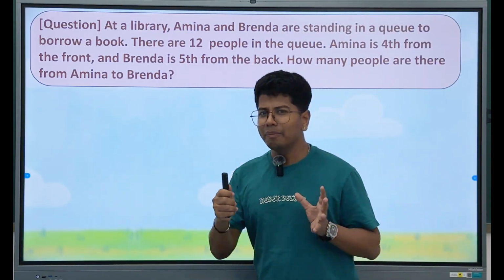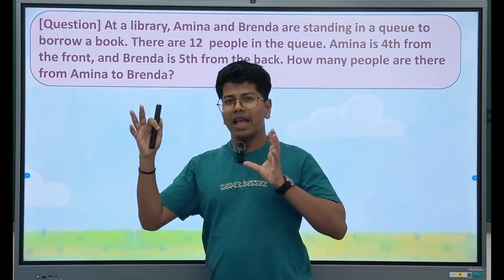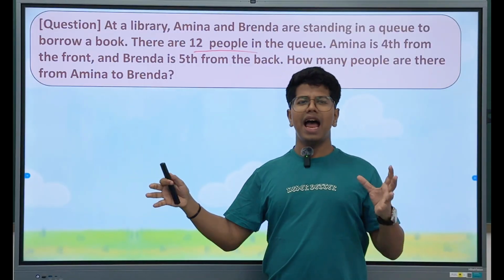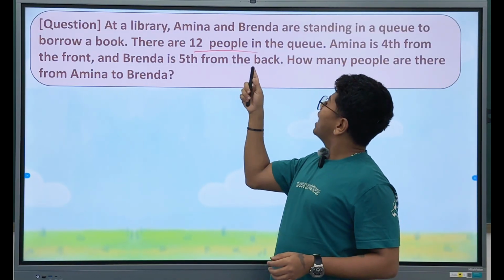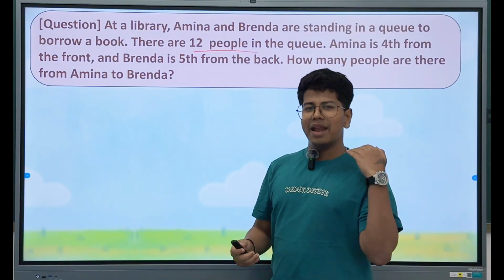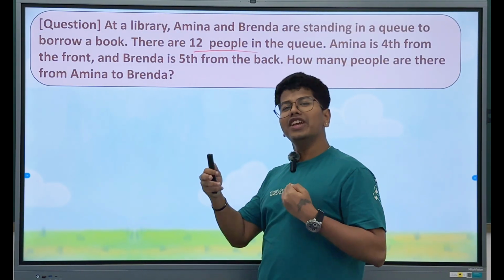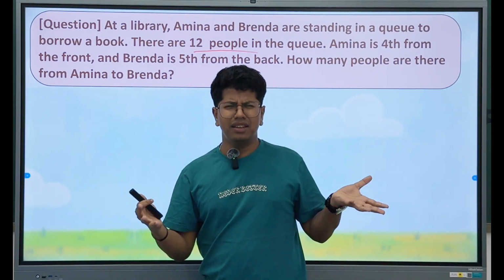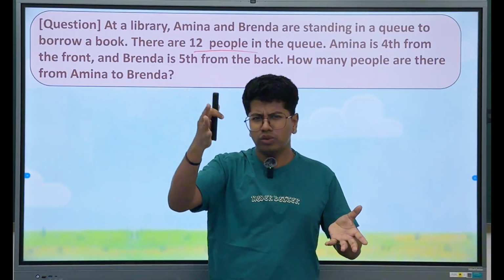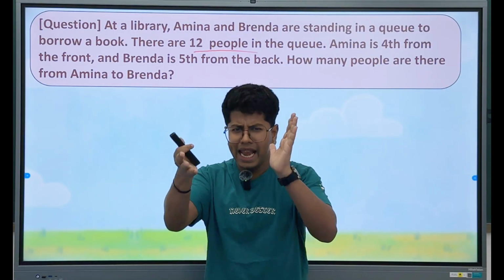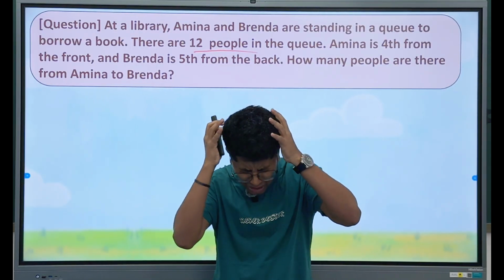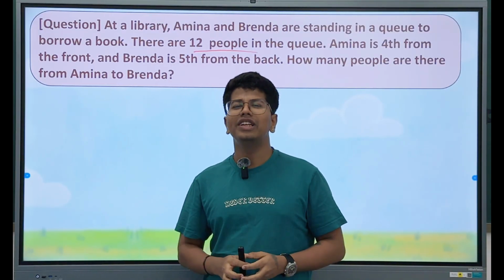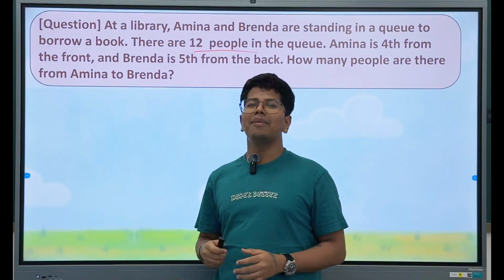So here there are some people standing to buy a book. Now the number of people given to us is 12. Amina and Brenda are two of them. Amina is the fourth one from the front and Brenda is fifth one from the back. And we need to find out how many people are there from Amina to Brenda. So difficult. This 12 people, fourth one is Amina, fifth one is Brenda from back, and I have to calculate how many people are in between. So difficult to visualize.